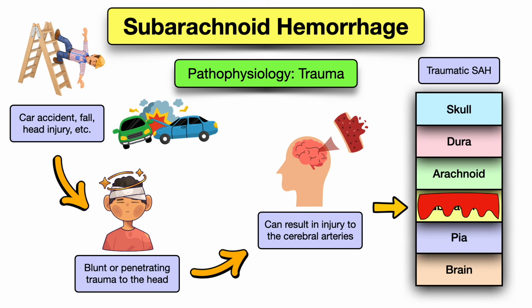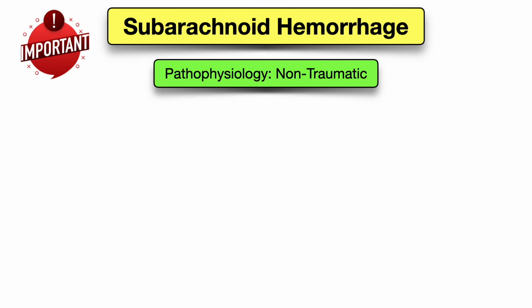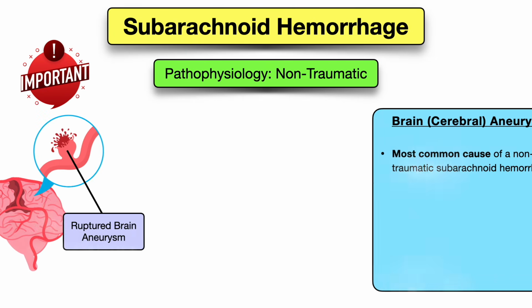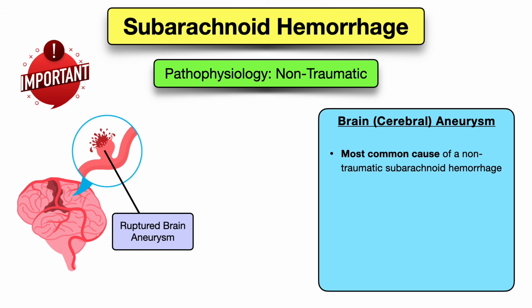But there's also non-traumatic causes. Let's look at those next. This is important, so listen up. The most common cause of a non-traumatic subarachnoid hemorrhage is a ruptured brain aneurysm. Make sure you know this.